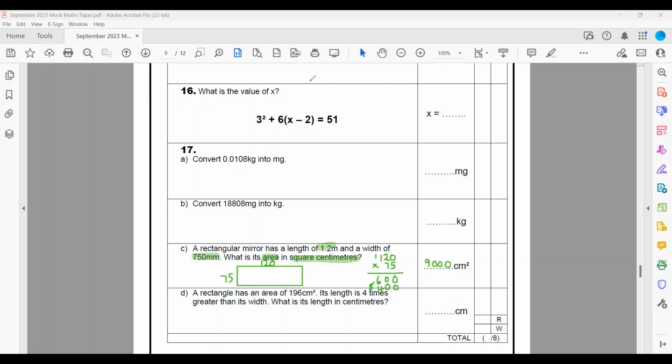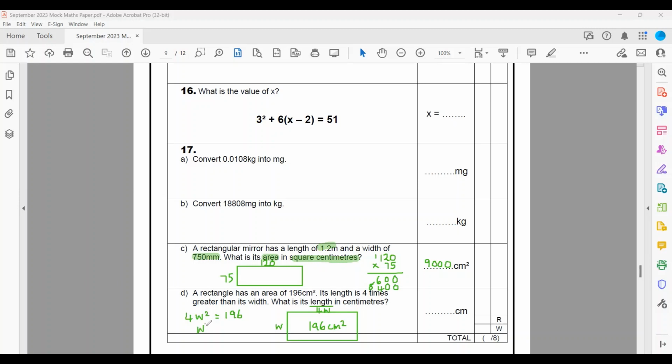Looking at part D, we have a rectangle, and this time, again, I would draw the rectangle. We've been told that the area is 196 centimeters squared. So we know the area. We know the length is 4 times greater than the width, and been asked what the length is in centimeters. So I'm going to call my width W. My length is 4 times greater, so I will call that 4W. And to find area, we would multiply W by 4W. So 4W times W will be 4W squared, which is equal to 196.